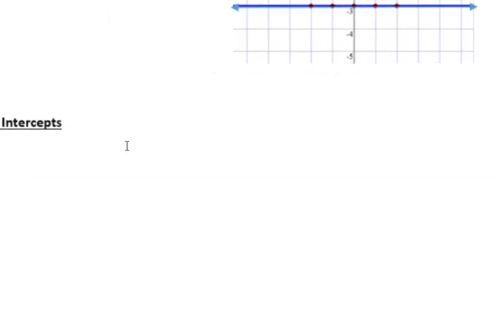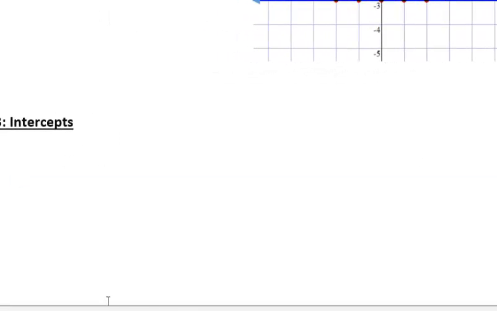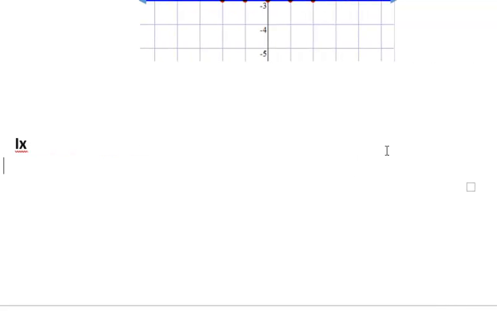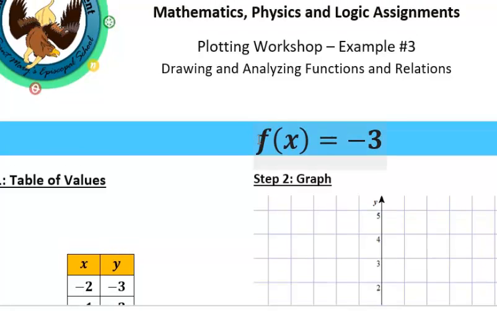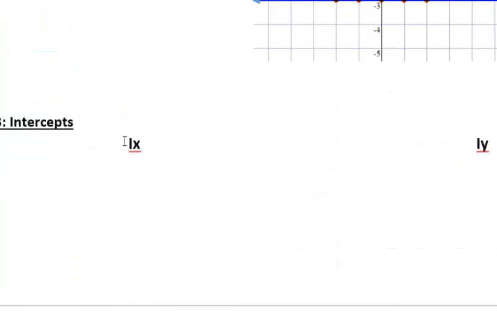Step 3, intercepts. Now remember that for the intercepts we always have two types of intercepts: the x-intercept, and the other one, which is the y-intercept. So what we're gonna do to find each one of the intercepts is copy the formula, but instead of f(x) we're gonna put the letter y. We do that to find the intercepts. y equals -3. That's what we're gonna write.